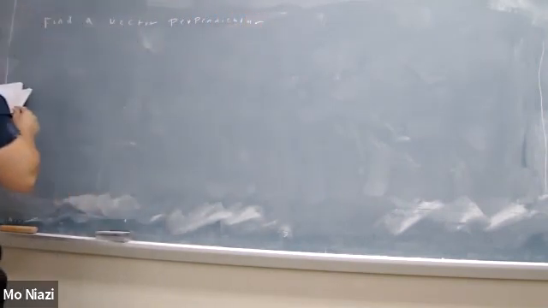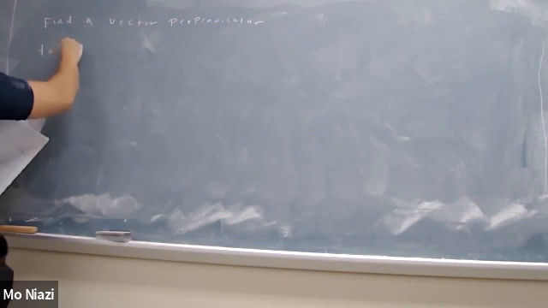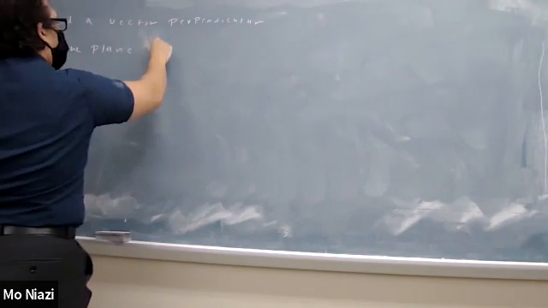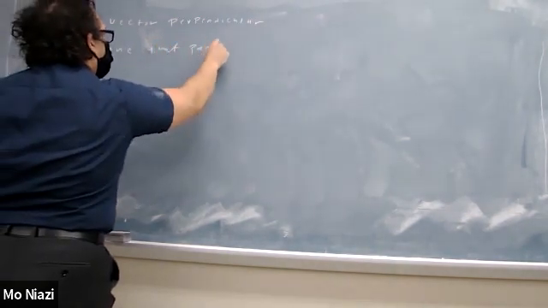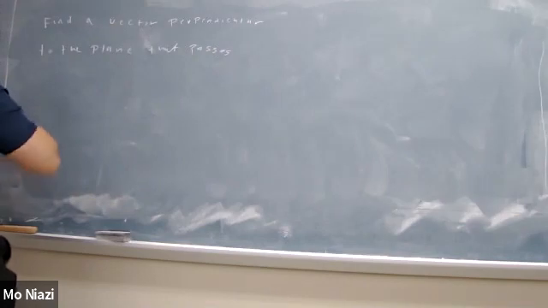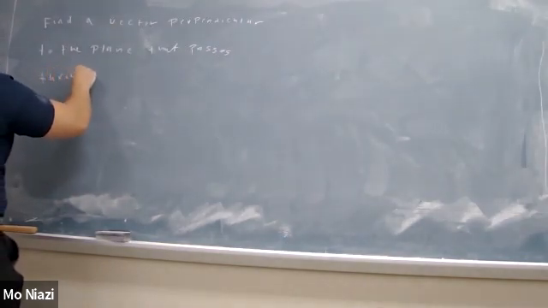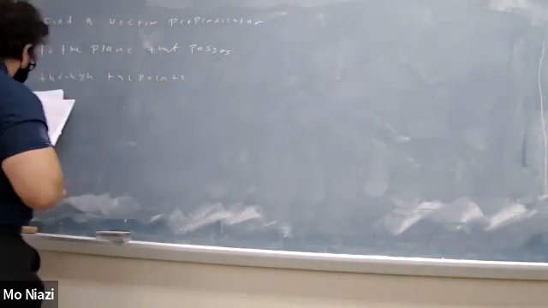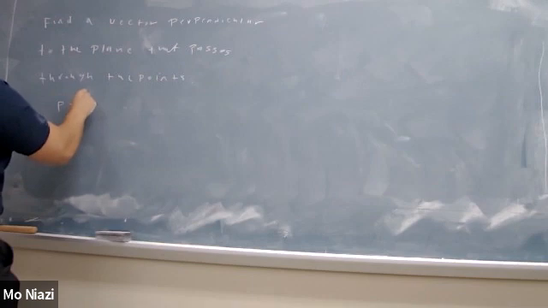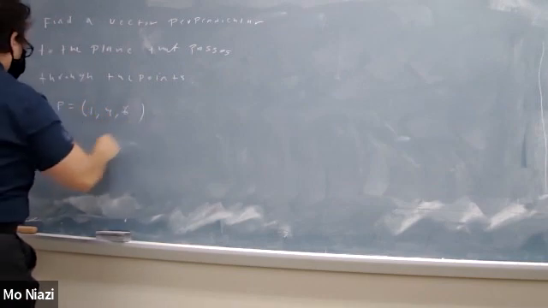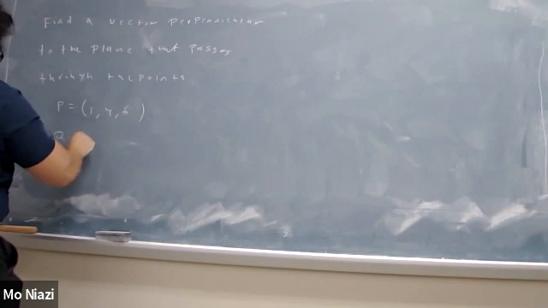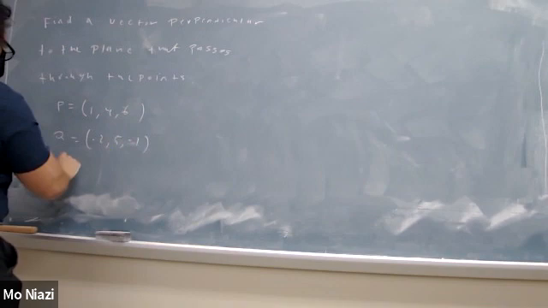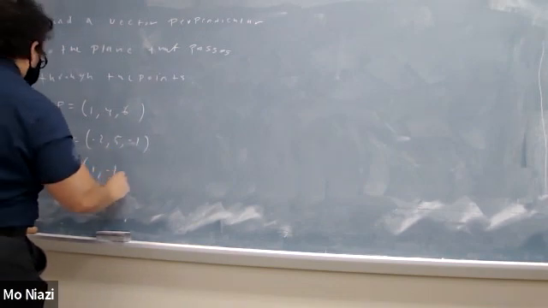We're going to find a vector that's perpendicular to the plane that passes through the points. We're going to call this P. It's going to be 1, 4, 6. We're going to call this Q, from negative 2, 5, and negative 1. We're going to call this R, 1, negative 1, and 1.